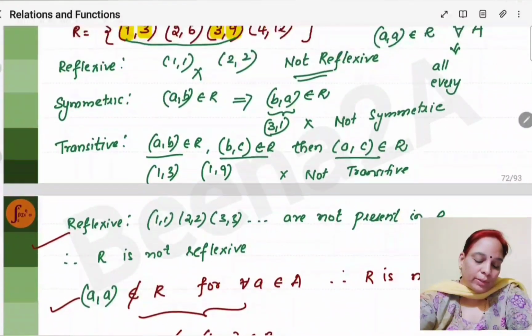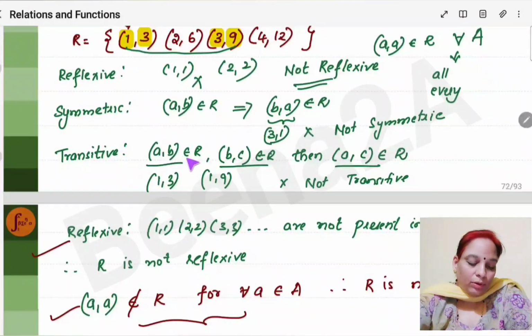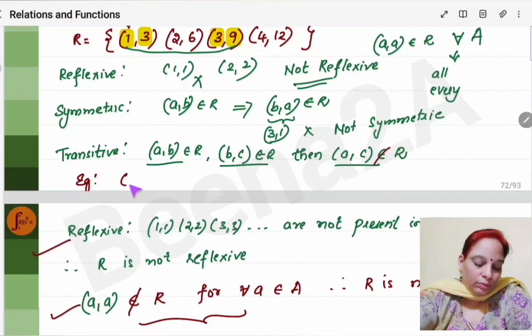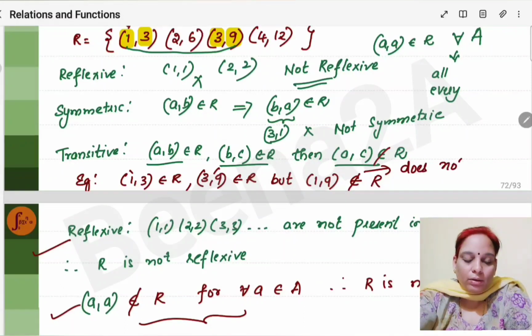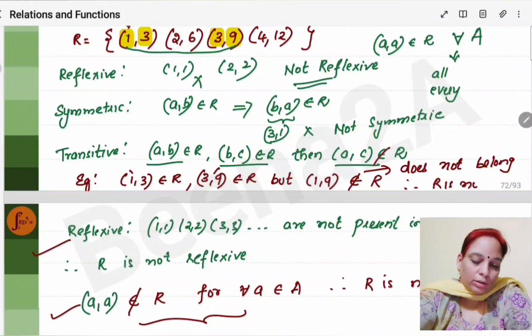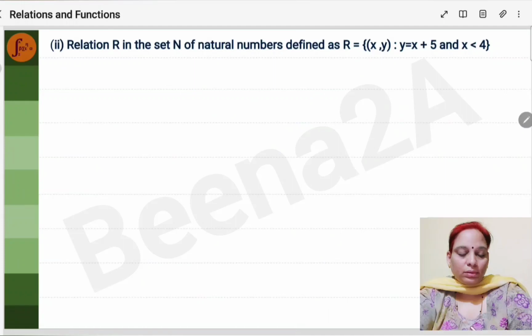Now, for transitive, how do you write? You can write it like this. AB belongs to R, BC belongs to R, but AC does not belong to R. So, example, 1 comma 3 belongs to R, 3 comma 9 belongs to R, but 1 comma 9 does not belong to R. This symbol indicates does not belong to R. Therefore, R is not transitive. Now let's take the second example.